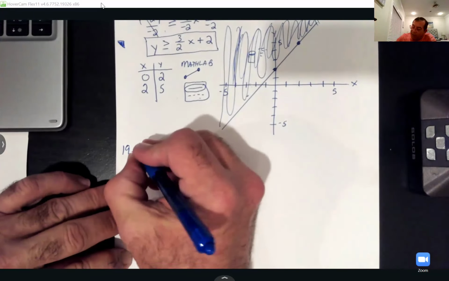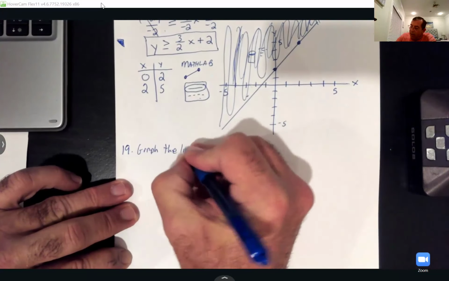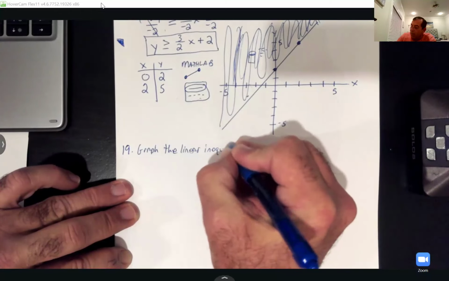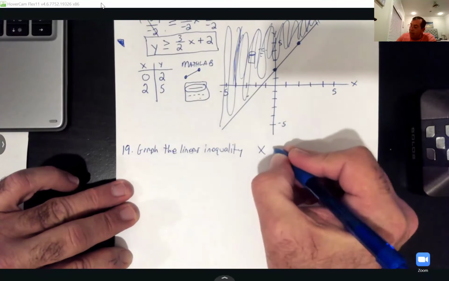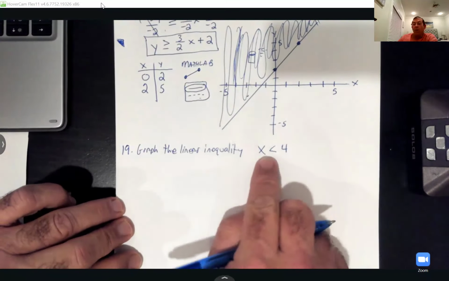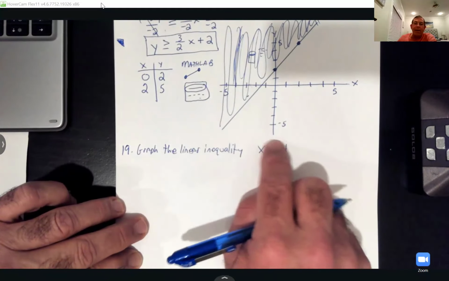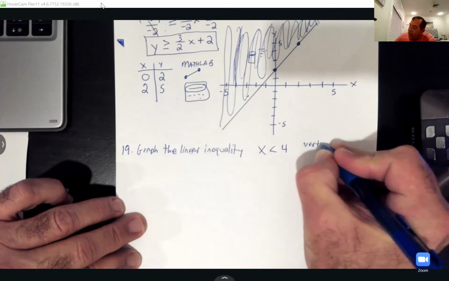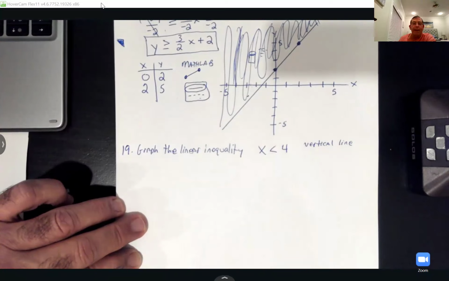All right, y'all, this one says graph the linear inequality. And this one is x less than 4. So if you got an x equation and there's no y variable at all, it's just the x, this equation, when you're done, is going to be a vertical line. Okay?